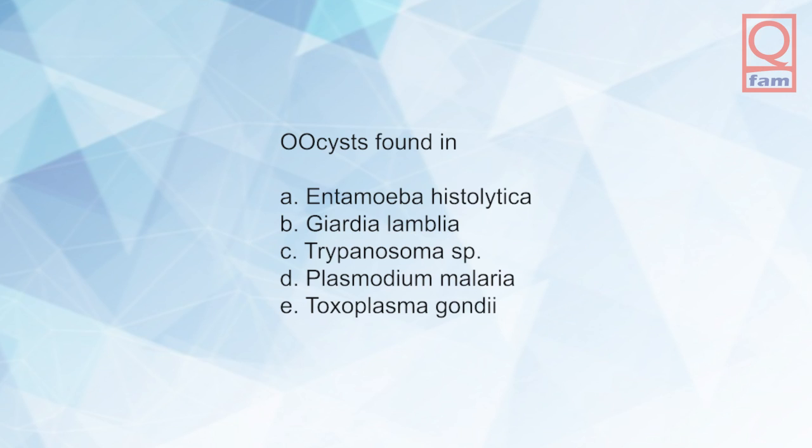Oocysts found in? A. Entamoeba histolytica. B. Giardia lamblia. C. Trypanosoma sp. D. Plasmodium malaria. E. Toxoplasma gondii. The answer is E. Toxoplasma gondii.